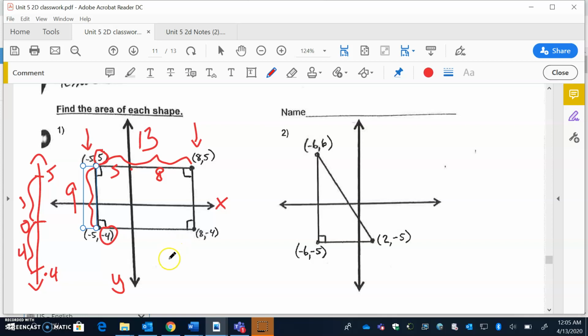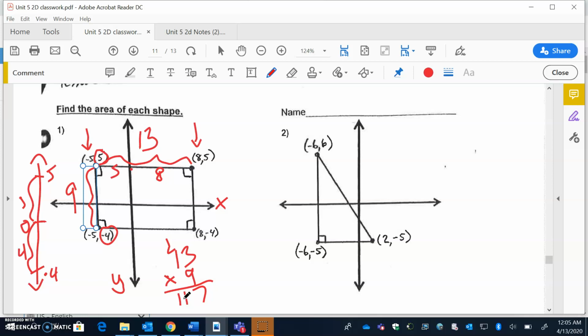So to find the area of the rectangle, I am going to do 13 times 9. All right, going to stack them up there, 27. So we'll carry the 2, 117.